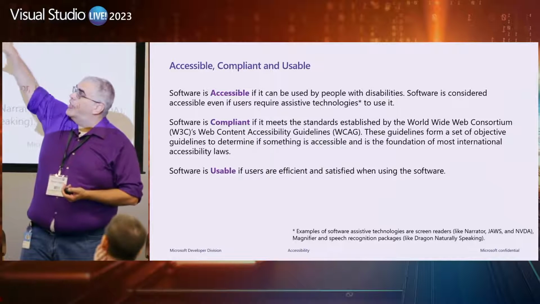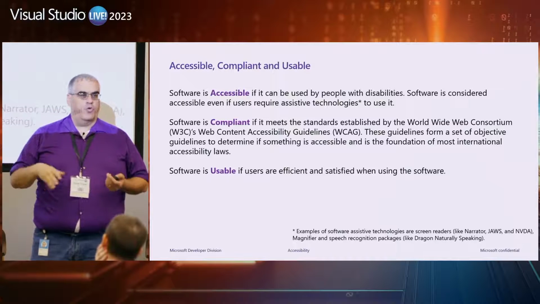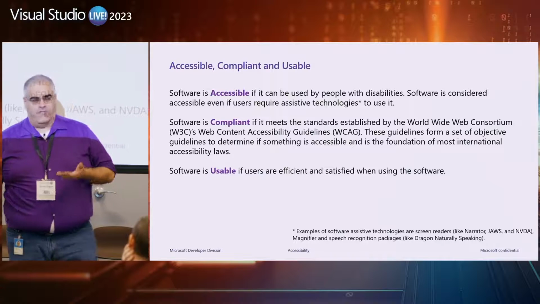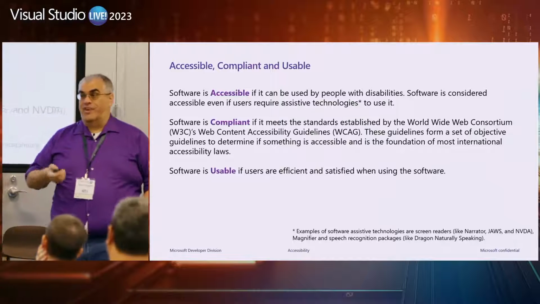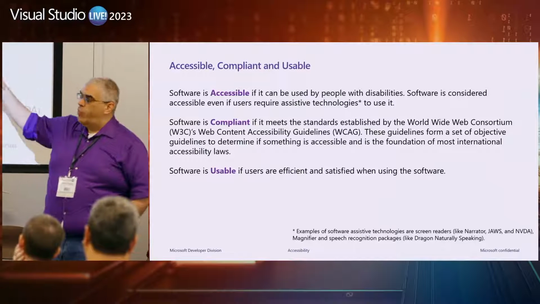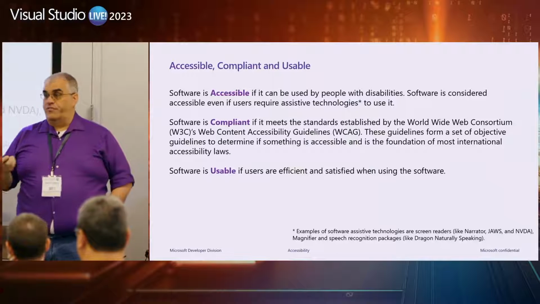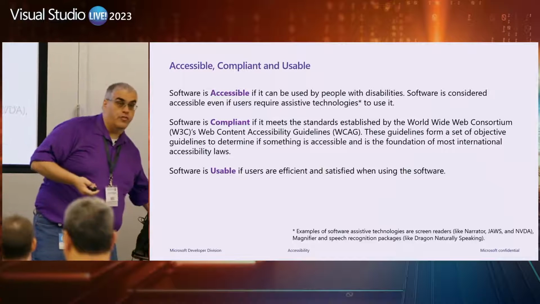So when we're talking about accessible and compliant, sure, it's important to be accessible. If you're not accessible, users with disabilities can't use your software at all. If you're not compliant, you've got gaps that certain people with disabilities just can't use your product. But you want to make sure you're usable as well. You want to make sure that users with disabilities feel comfortable. You want them to feel like they're efficient when using your software.